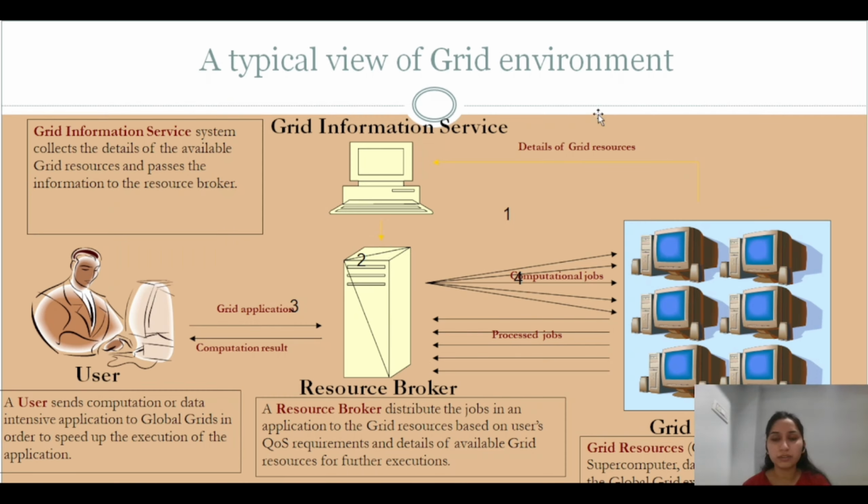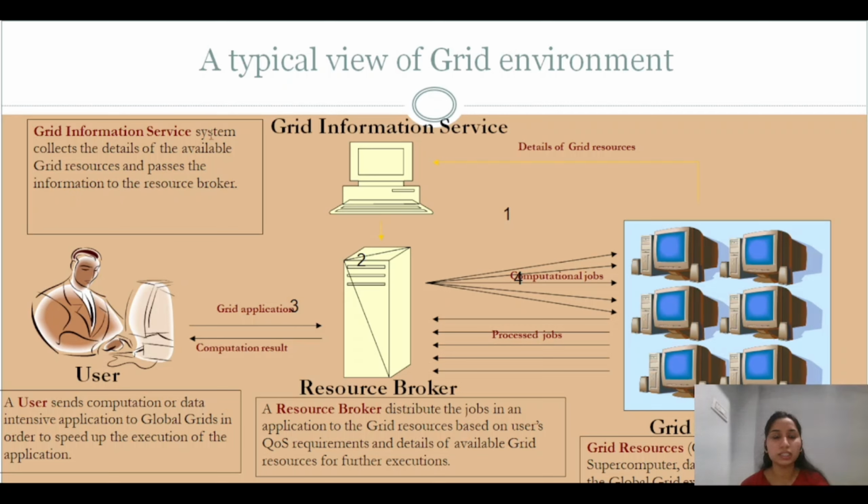Now let's see the typical view of grid environment. A grid environment basically contains of grid resource, grid information system, resource broker, and user. So grid resource is a cluster, PC, supercomputer, database, instrumentation, etc. And what is grid information system? So grid information system contains the detail of grid resources.